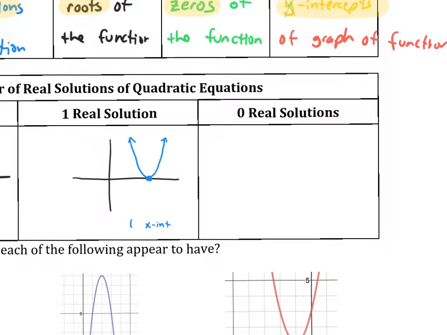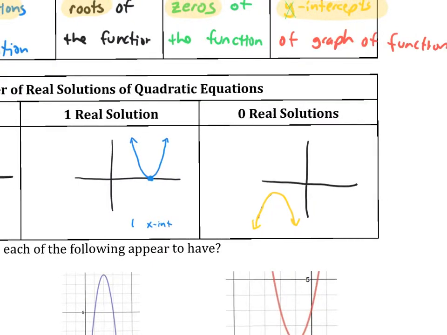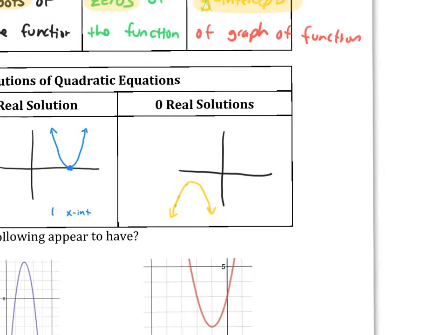And now it doesn't matter where this parabola is, but the important part is that it never crosses the x-axis. So for example, this right here never crosses the x-axis. It eventually crosses the y-axis down below. So that right there is 0 real solutions because it has 0 x-intercepts.